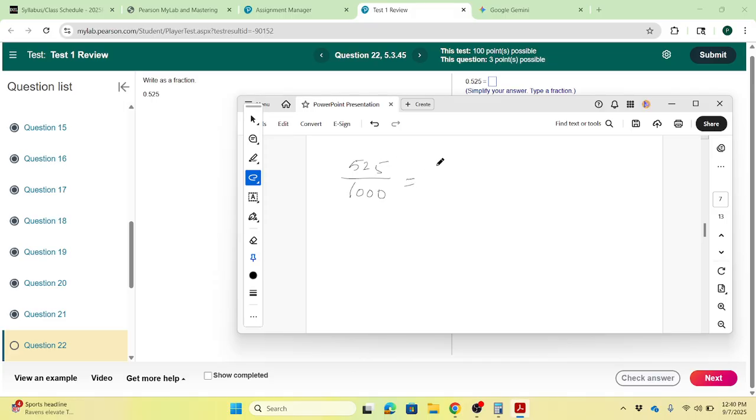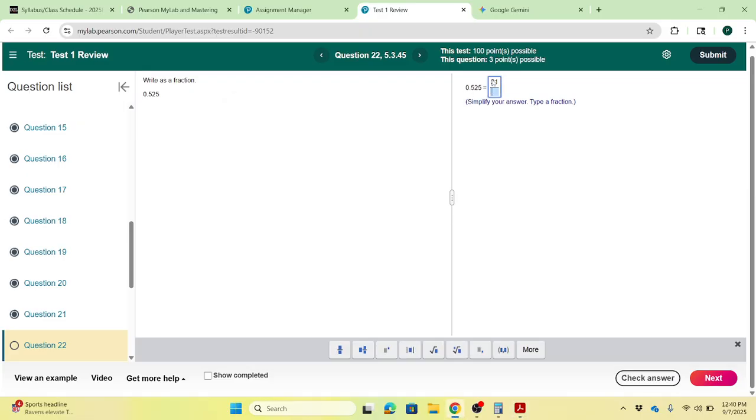This is actually 5 times 105 divided by 5 times 200. This 5 and 5 cancel out. Still there is a common factor, so keep going. 5 times 21 over 5 times 40. This also cancels out. So now you cannot go further, because 21 is 3 times 7 and 40 has no 3 and no 7. So the final simplified answer would be 21 over 40.